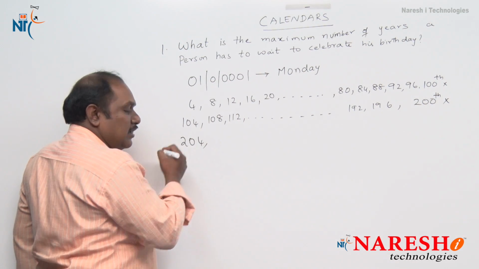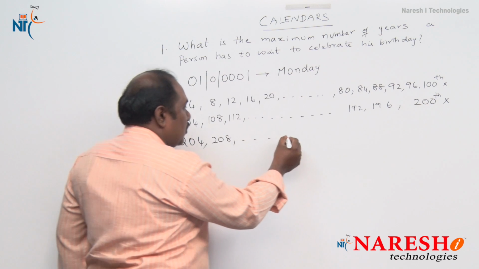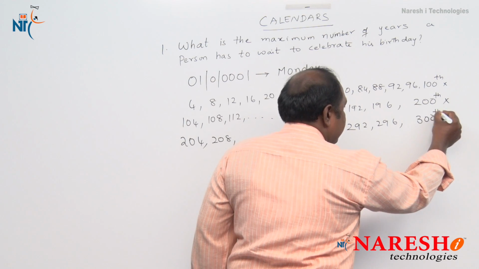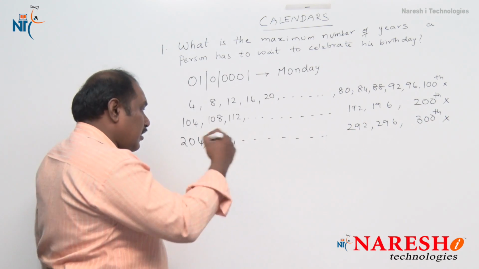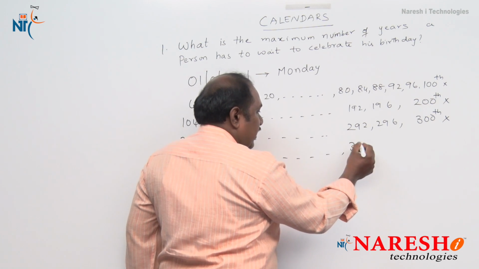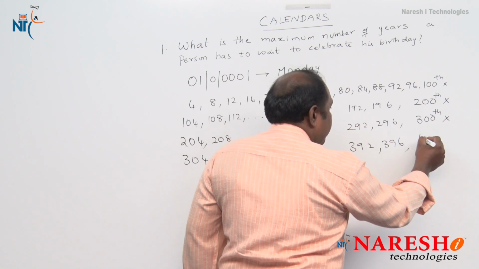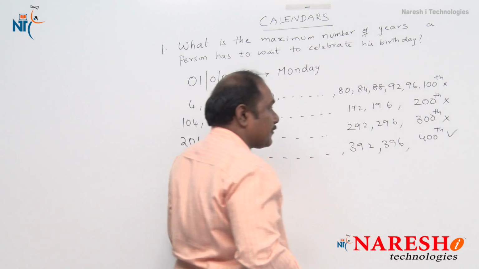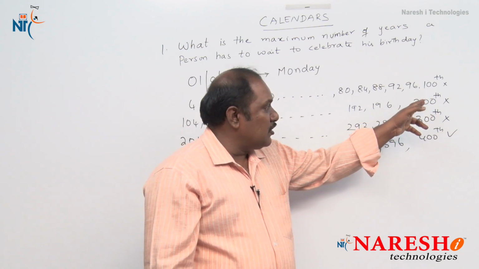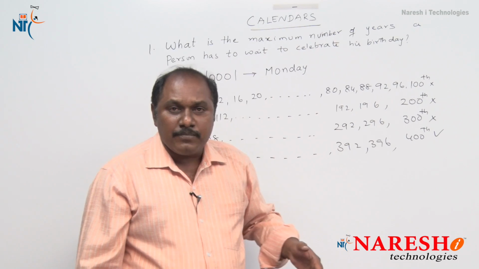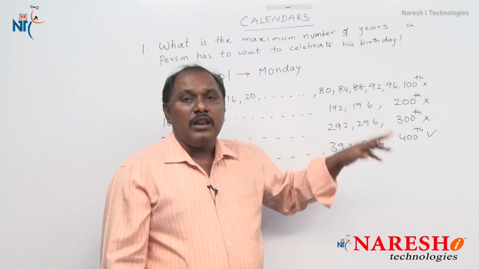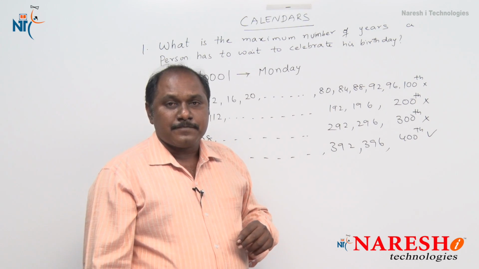Again the 204th year is a leap year, 208 and so on, 292, 296, the 300th year is also not a leap year. Again the 304th year is a leap year, 308th and so on, 392, 396, and the 400th year is a leap year. So when I talk about these century years, that is the 100th, 200th, 300th, 400th year and so on, the century years which are multiples of 400 are leap years. All the other century years are non-leap years.